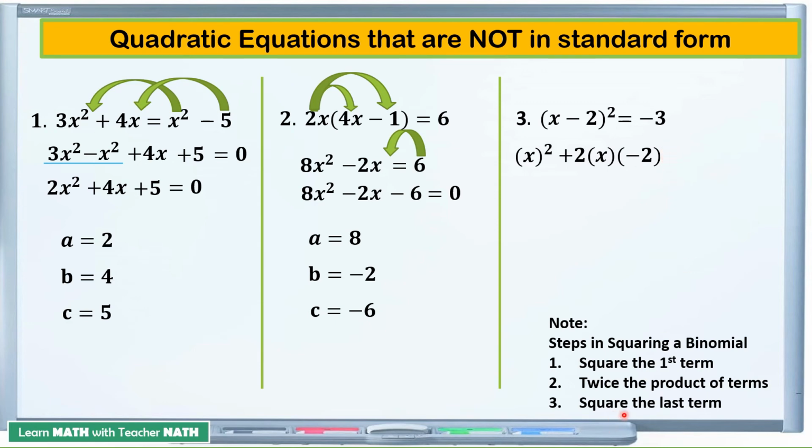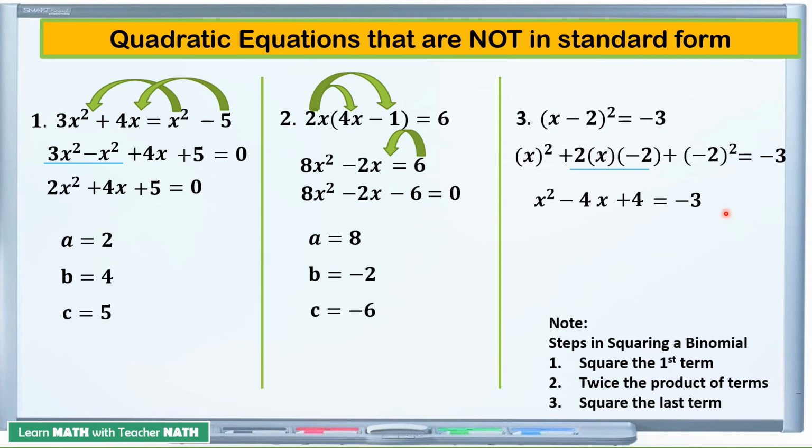So, we have square the last term. So, the last term is negative 2. So, will be plus negative 2 squared. Then copy equals negative 3. So let's simplify this. So x squared plus, okay, 2 times x times negative 2, that will be negative 4x. Then negative 2 squared is positive 4. Is equal to negative 3.